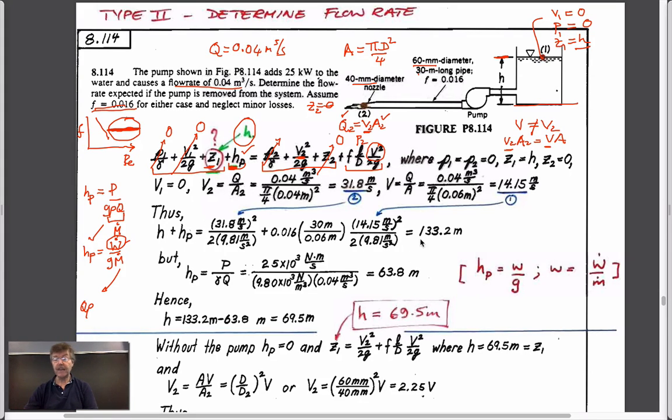And we can calculate that, and it turns out to be 133 meters. So the pump's turning, it's putting energy into the system, and now we turn the pump off. We have 132 meters of head in the system. What is the flow rate that happens with the system?